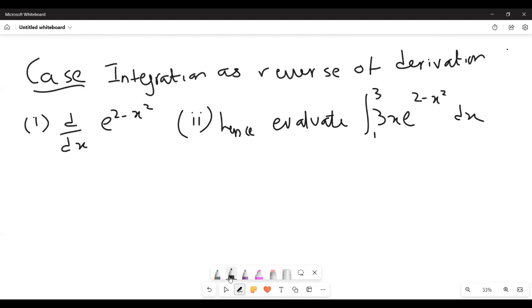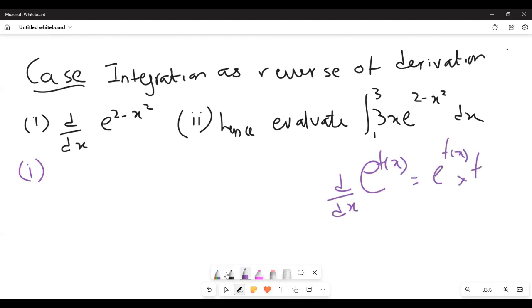Okay. So first let's differentiate the first part. So the derivative of e to the f(x) is e to the f(x) times f prime x. So it's going to be e to the 2 minus x squared times minus 2x. It's going to be minus 2x e to the 2 minus x squared.